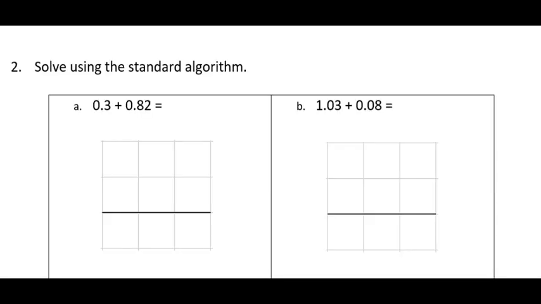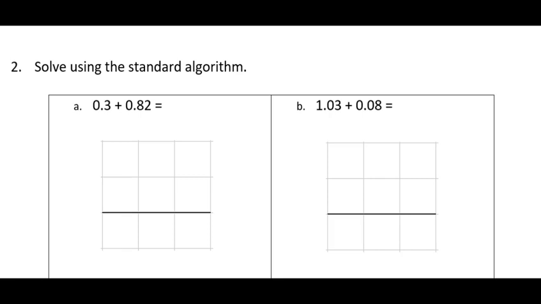In section 2, I'm going to find the sum using the standard algorithm for addition. Now, the key for adding decimals is we need to make sure that we line up our decimal points because that will allow us to add our tenths to our tenths, hundredths to hundredths, thousandths to thousandths, and so on.